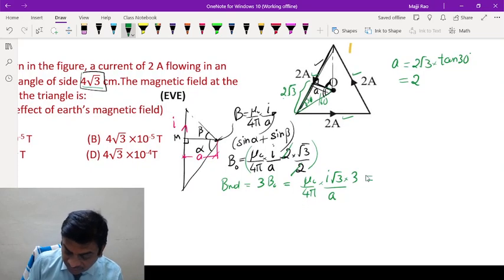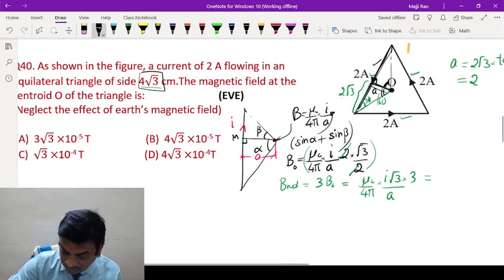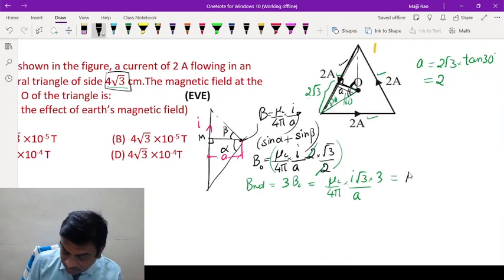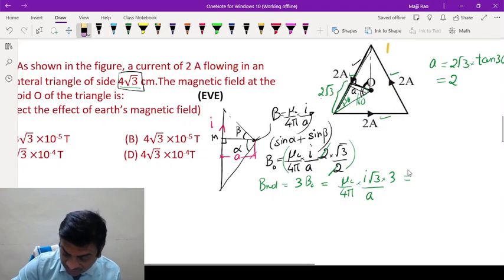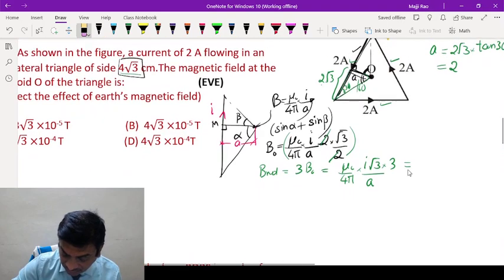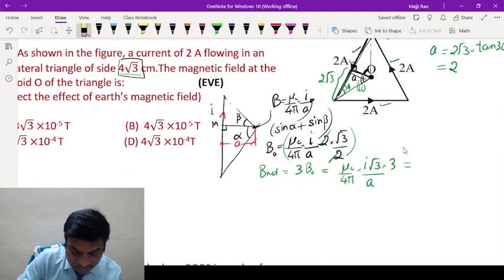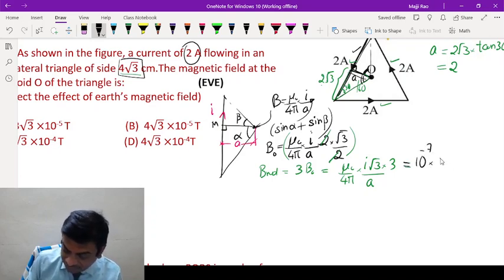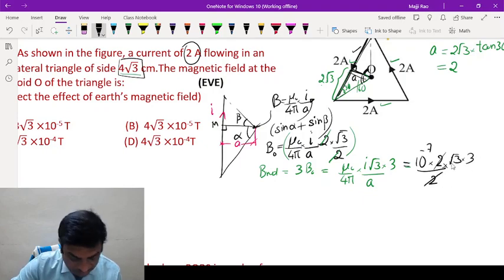So it's just a matter of substitution here. Mu 0 by 4 pi is 10 power minus 7. So let us substitute the values here. So 10 to the power minus 7. I is how much? 2 ampere. A is 2 into root 3 into 3. So 3 root 3 into 10 power minus 7.